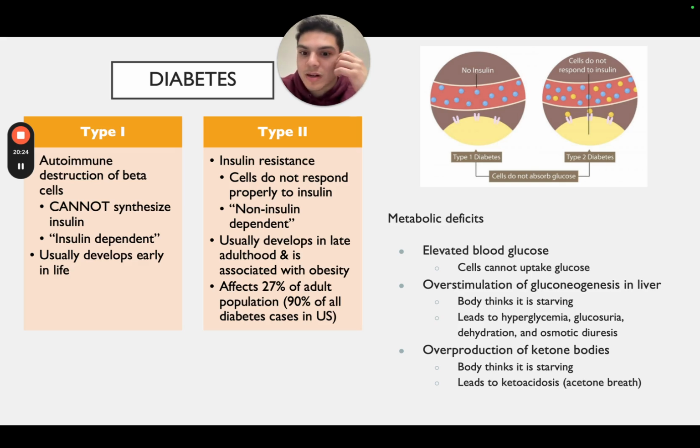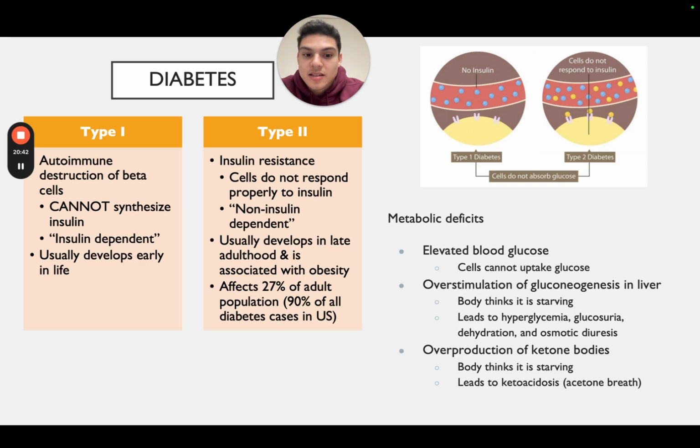I'm just yapping. But it affects 27% of the population, 90% of all diabetes cases in the U.S. And in terms of metabolic deficits, it's elevated blood glucose levels. In both cases, cells cannot take up blood glucose, and there is overstimulation of gluconeogenesis in the liver.